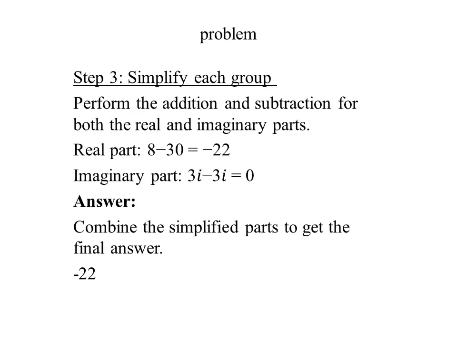After that we simplify each group, perform addition and subtraction for both real and imaginary parts, that is 8 minus 30 is minus 22, imaginary part of 3i minus 3i is equal to 0. Therefore, combining the simplified parts to get the final answer, that is minus 22.